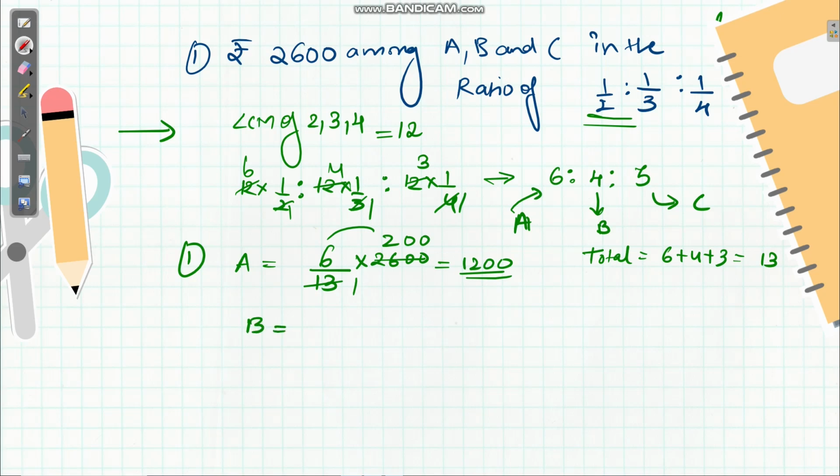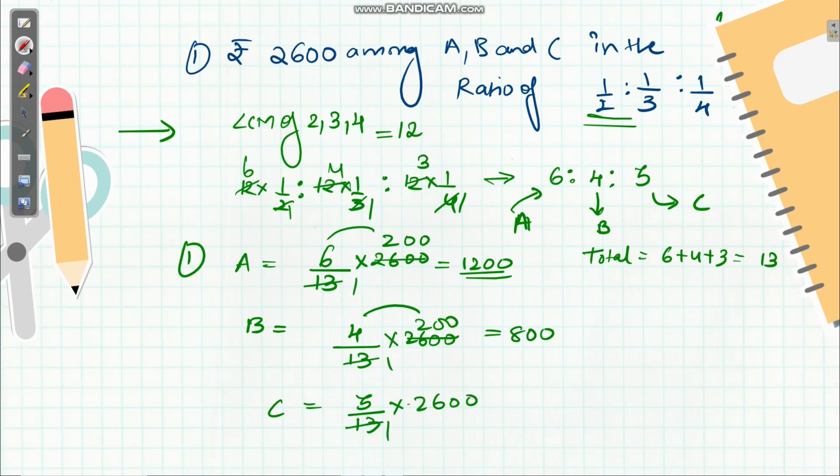Let's find B's share. So B is getting 4 parts out of the total, which remains the same, 13, into 2600. 13 ones are 13, 13 twos are 26, so 200. Let's multiply this, that is 800. Let's find C's part, that is 3 out of 13 into 2600. 13 ones are 13, 13 twos are 26. This is nothing but 600. This is how you find the different shares.